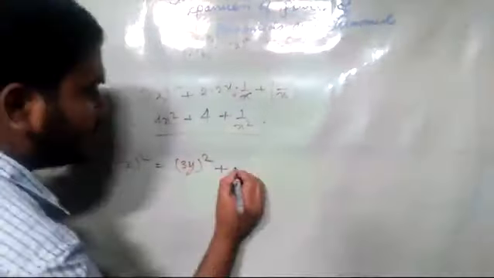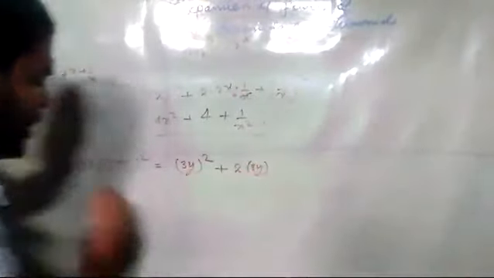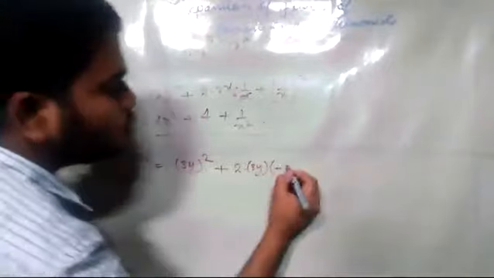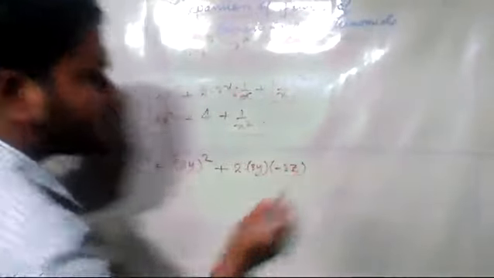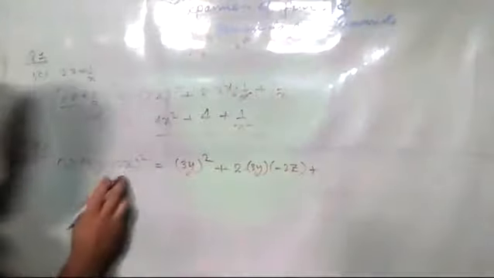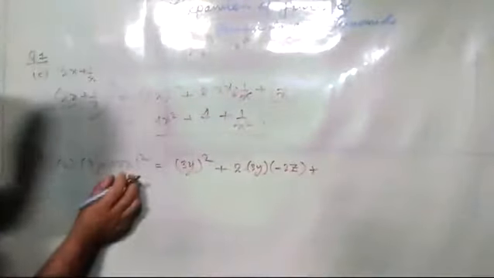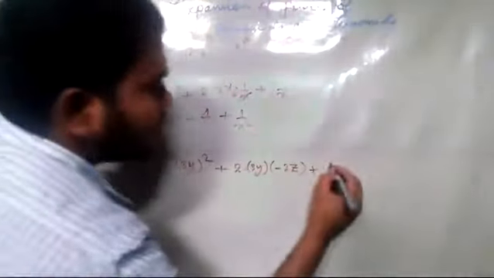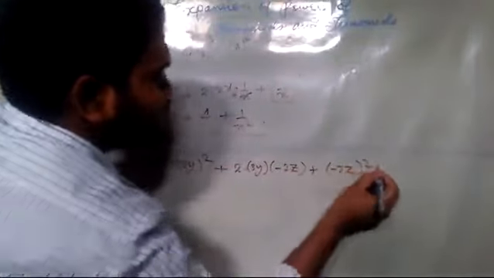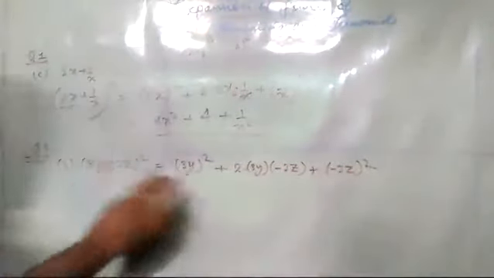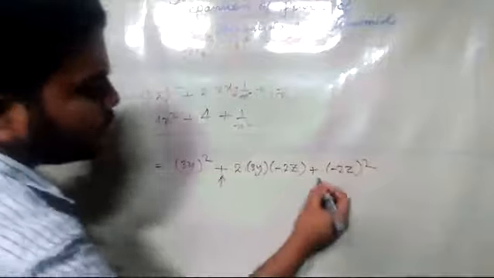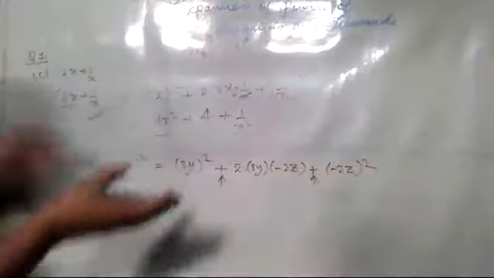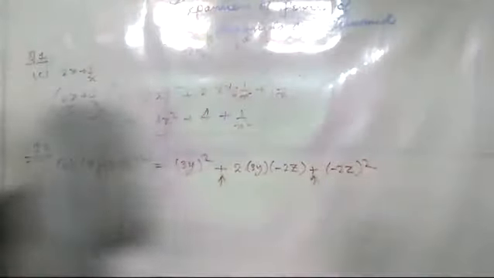First you write first term square plus 2 into first term, that is 3y, into second term. What is my second term? Here it is minus of 2z. Plus last term, what is my last term? Minus 2z, so minus 2z whole square. No need to think about this minus or plus. Everywhere you write plus and copy the numbers. Finally you will get the correct answer.